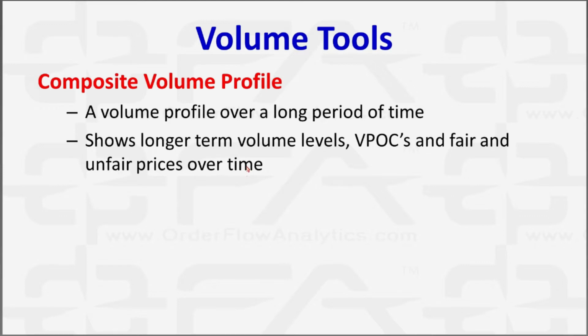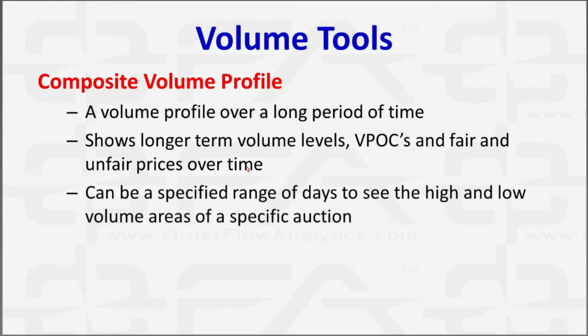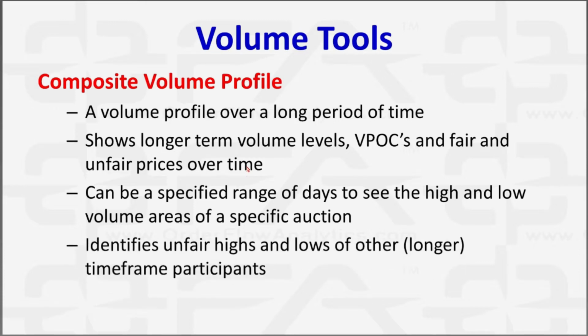The composite volume profile also shows longer-term volume levels. So volume points of control over a longer period of time, fair and unfair prices over time, and I'm going to show you why those are important for us. It can be a specific range of days to see the high and low volume areas of a specific auction. I'm going to show you an example of that today based on the recent move down in the ES, and it identifies unfair highs and unfair lows of the longer time frame participants.